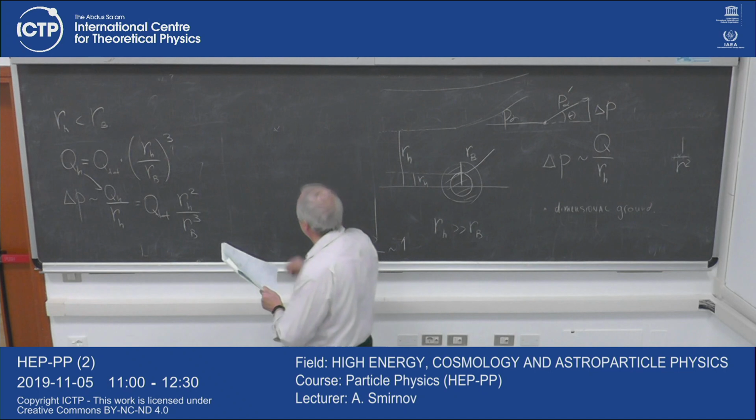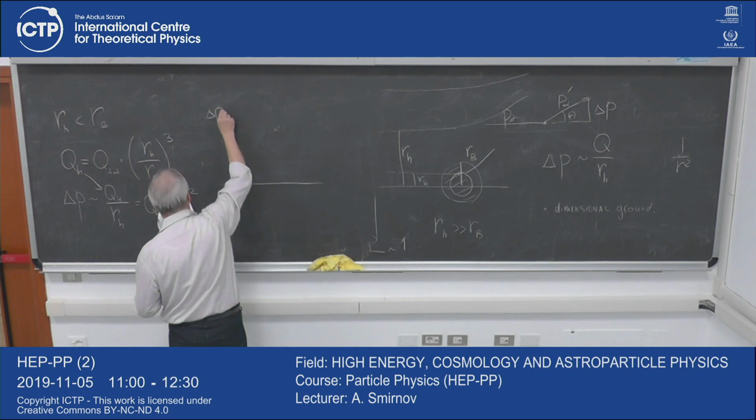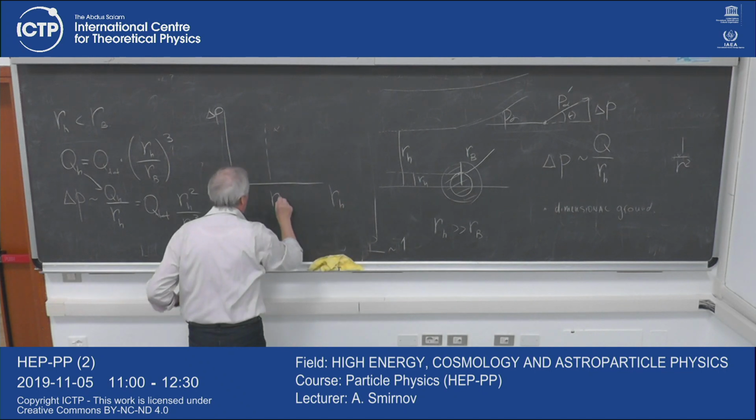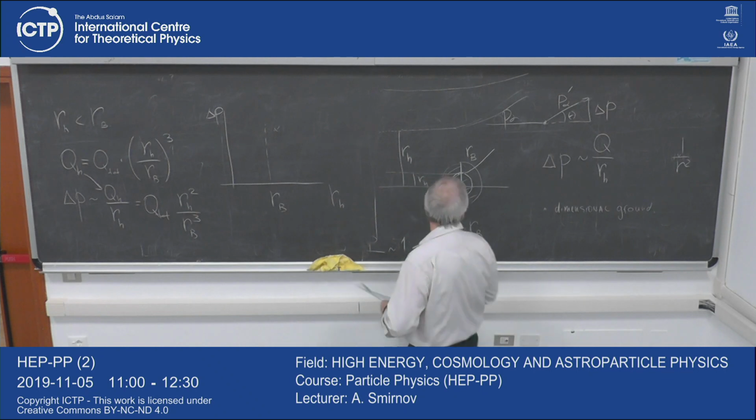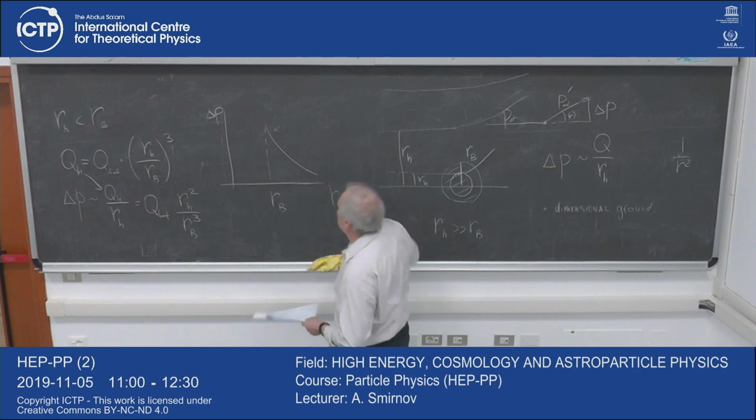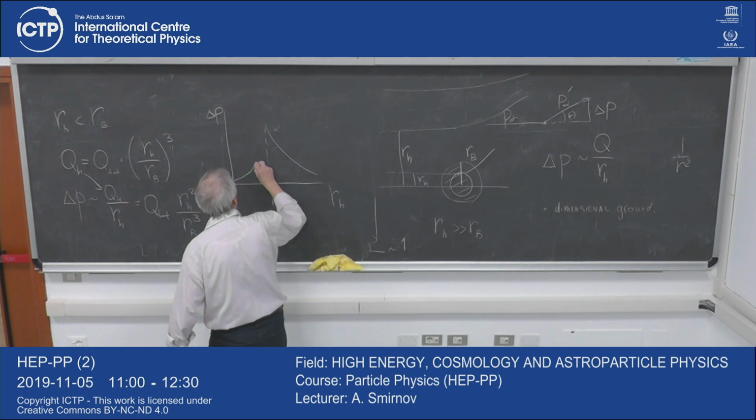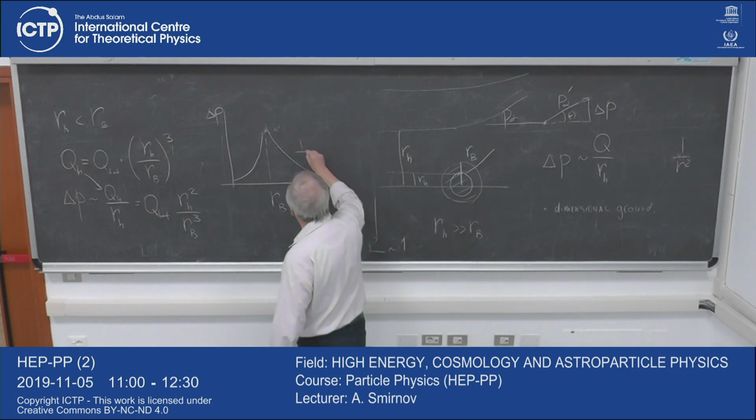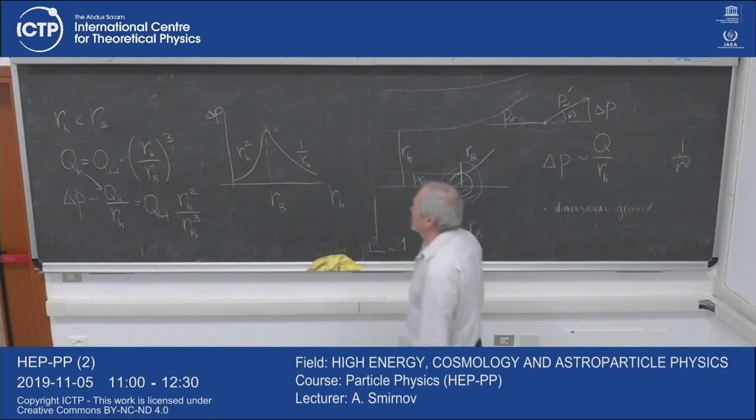Okay. Now I can draw the dependence of delta P on impact parameter. Here the important scale is the size of our sphere. At big impact parameters, I have this 1 over RH dependence. I will have something like that. And at low energies, I will have an increase like RH squared. Sorry, not cube, squared. So somewhat, it will be like that.